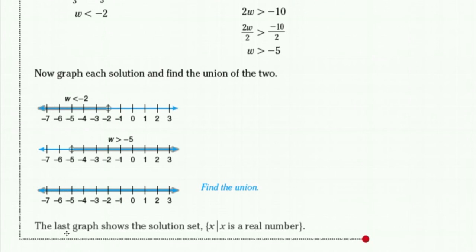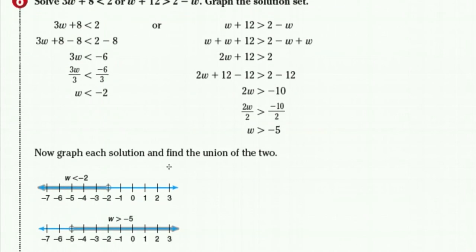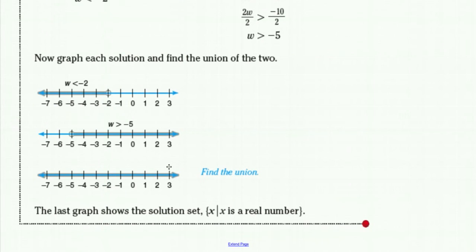The last graph shows the solution set. Since the line covers the whole number line, you have x such that x is a real number. So any value of x will make this inequality true. If you superimpose the upper graph on the second graph, you will notice that they overlap each other and you will have a whole line.